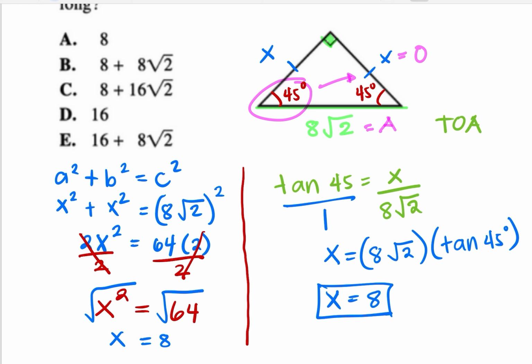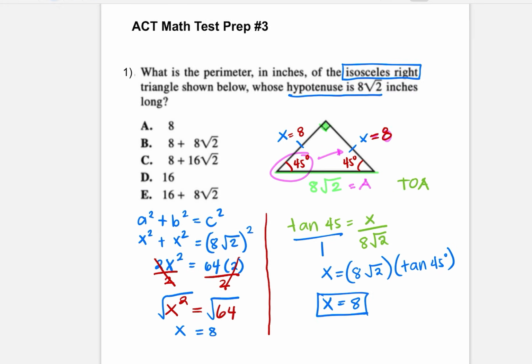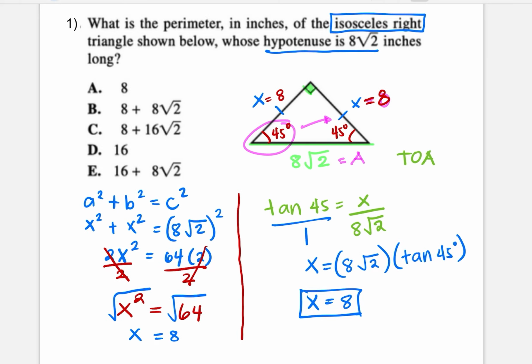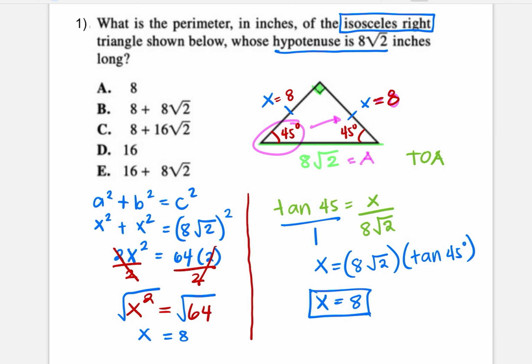So x is equal to 8, and if we go back to the problem, we are asked to find the perimeter. Since we already know the two missing sides are 8, adding those together gives 16. The 8 square root of 2 cannot be added to 16, and so therefore the answer is letter E.